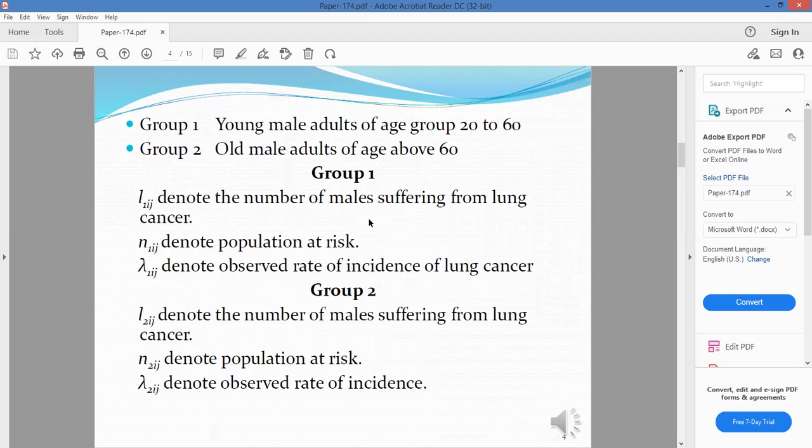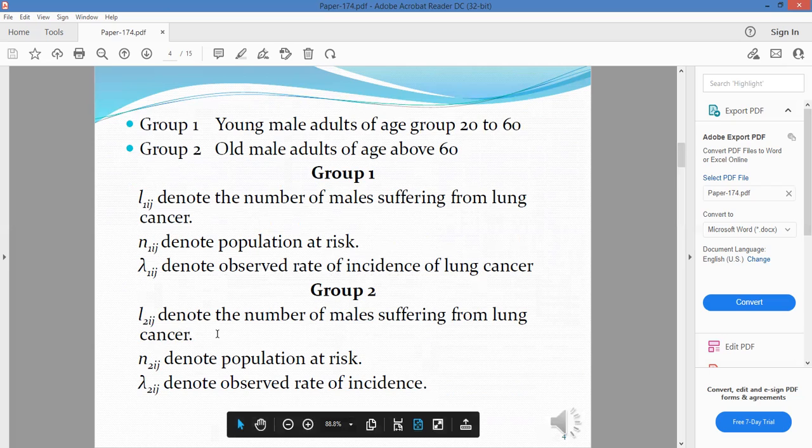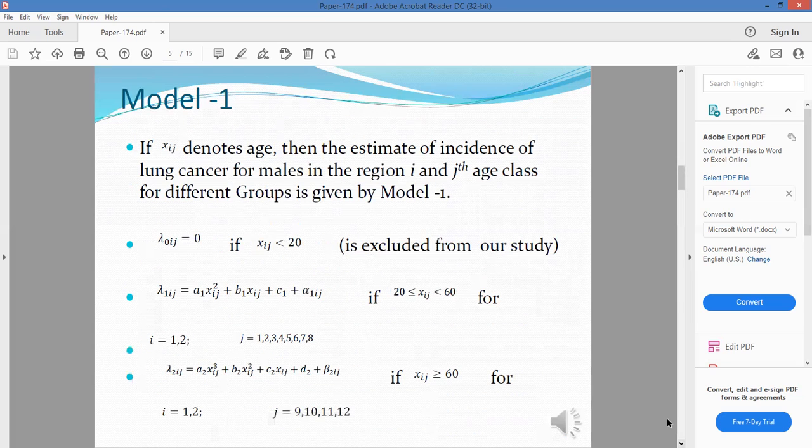Let us denote the notations. In the age group 20 to 60, which we have named group 1, L1ij denotes the number of males suffering from lung cancer, N1ij denotes the population at risk, and lambda 1ij denotes the observed rate of incidence of lung cancer. In group 2, let L2ij denote the number of males suffering from lung cancer, N2ij denote the population at risk, and lambda 2ij denote the observed rate of incidence.